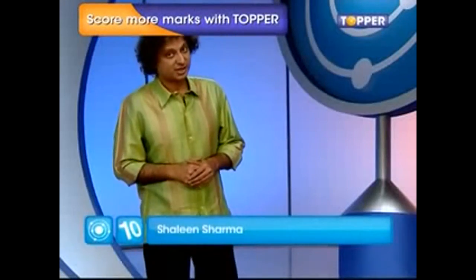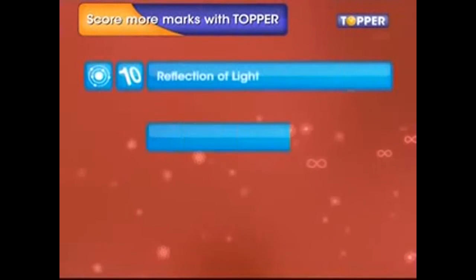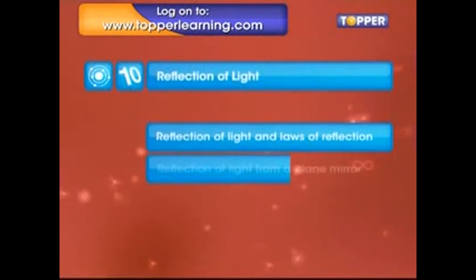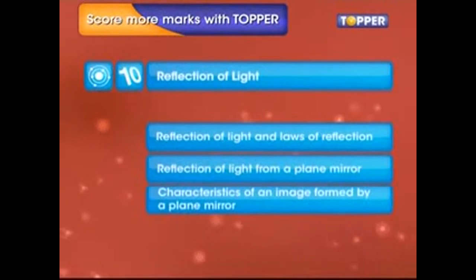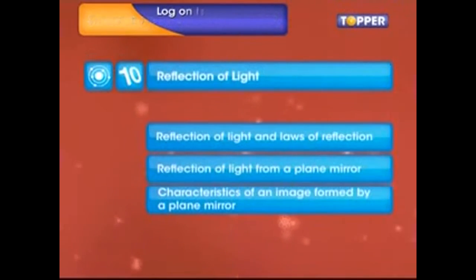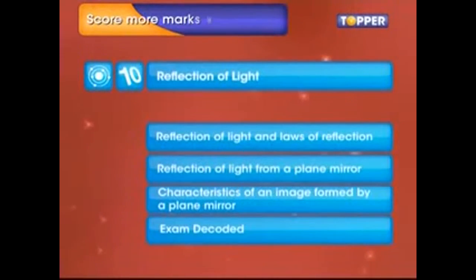Light is something that's everywhere. And the truth is, it is the only thing because of which we can see. Objects either emit light, or when light is thrown at them, they reflect light, and that is how we see things. Today, let's understand reflection of light and its laws, how light gets reflected from a plane mirror, characteristics of an image formed by a plane mirror, and we will make sure you crack your exams through our most awaited Exam Decoded section.